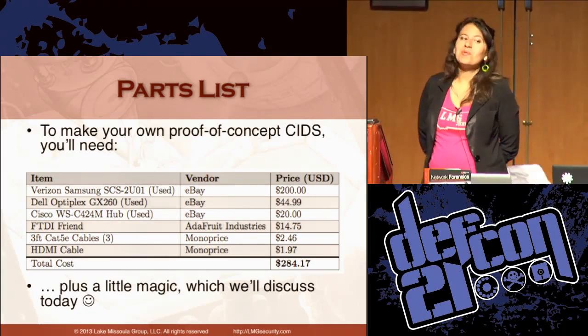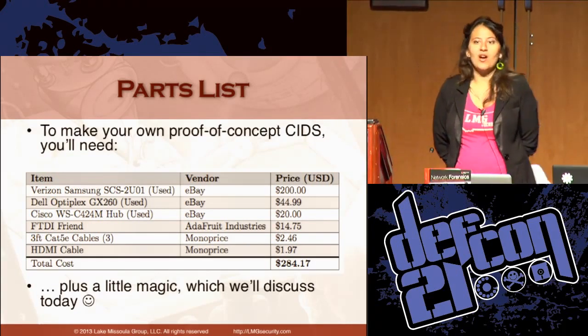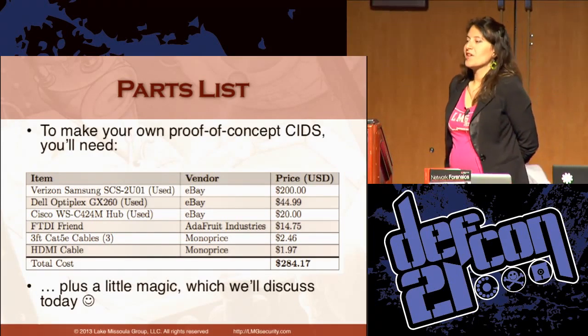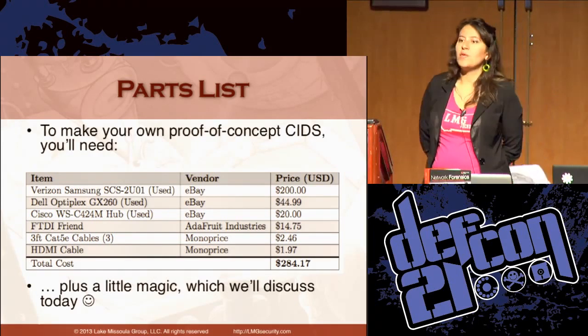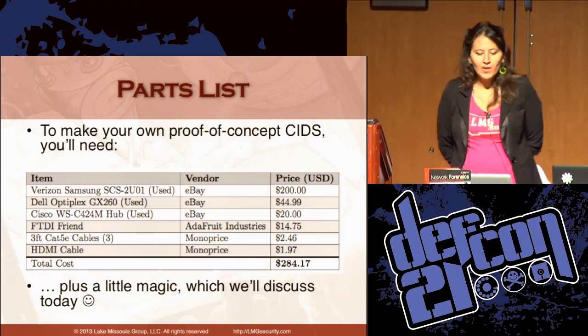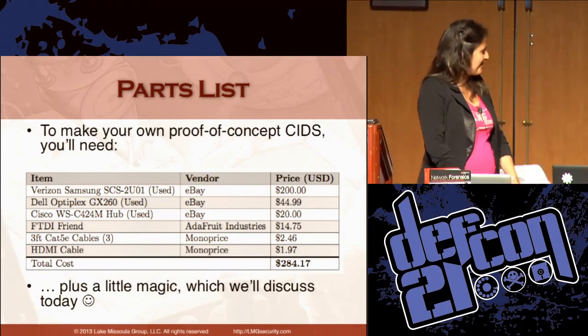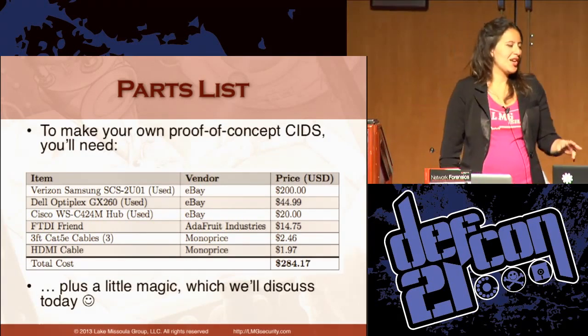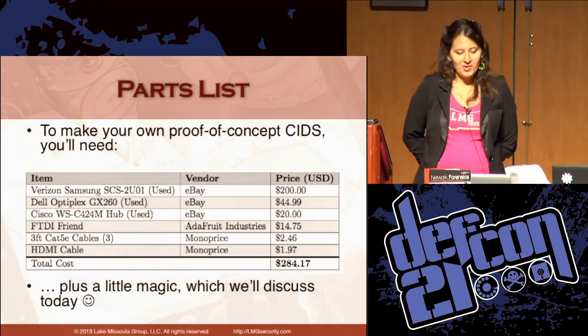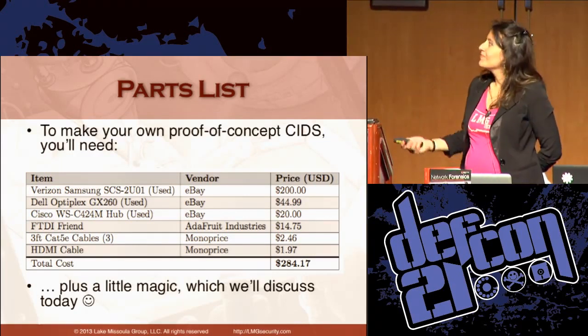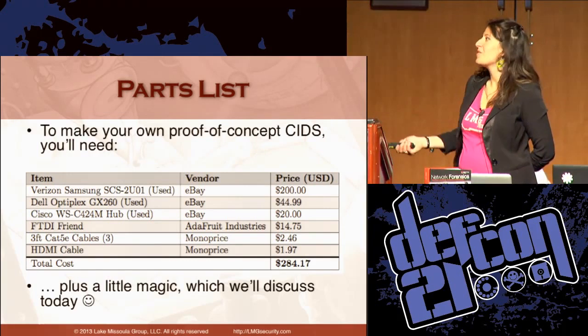We have a hub. A hub is really nice to have in our lab. It's an old hub, more valuable to us than switches because it makes sniffing on the wire a lot easier. We have an FTDI Friend from Adafruit, and that lets you connect to the console port on the femtocell, and then a couple of cables. So that's it. And some magic, which we'll talk about today.